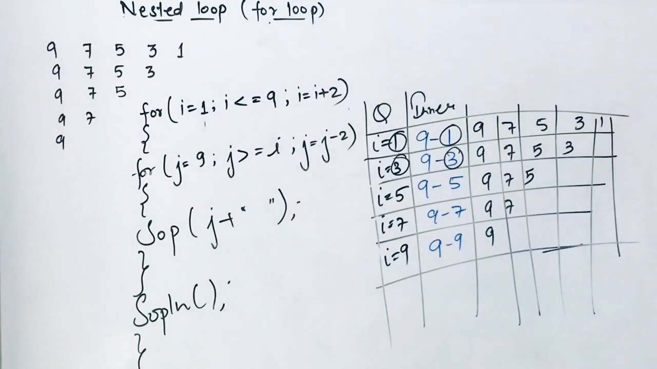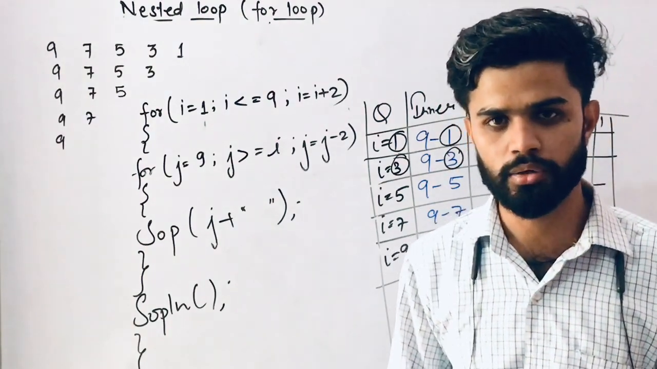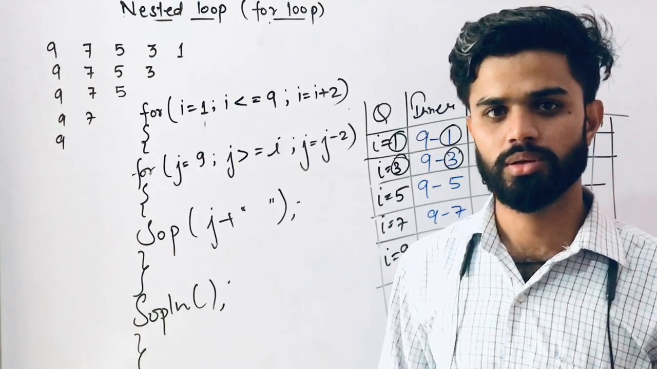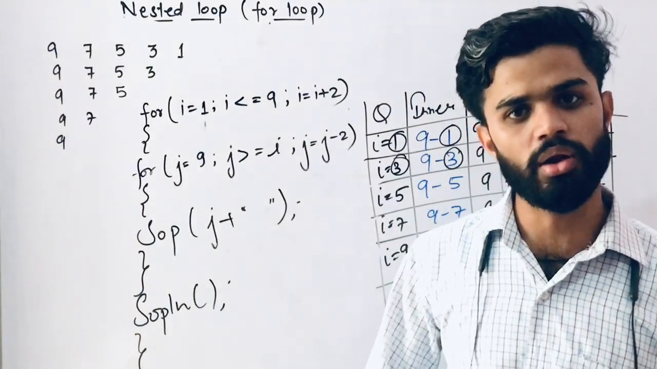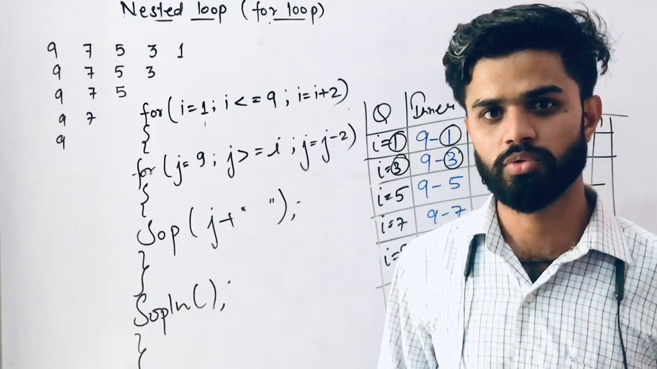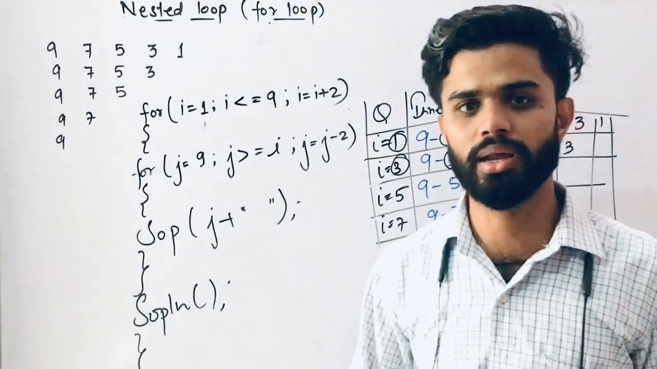Clear class? Now I thought you all are getting my point, what I want to say. I just want to say that if you want to print a pattern, then there are a few things which we need to understand, that is, a pattern always consists of rows and columns. Now the number of rows totally depends on the outer loop, and the number of values we print in a column depends on the inner loop.